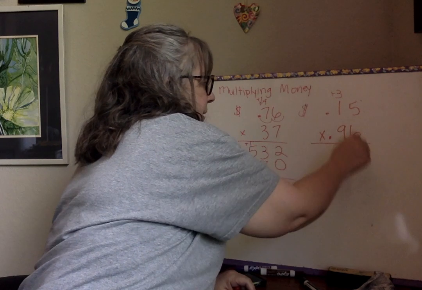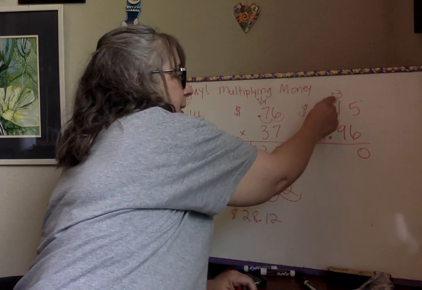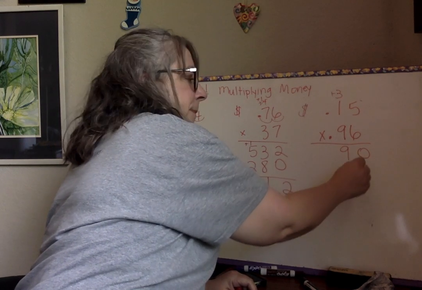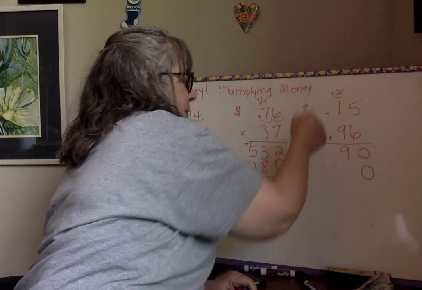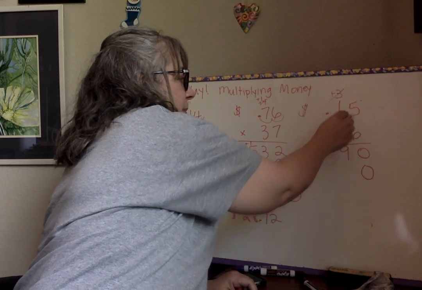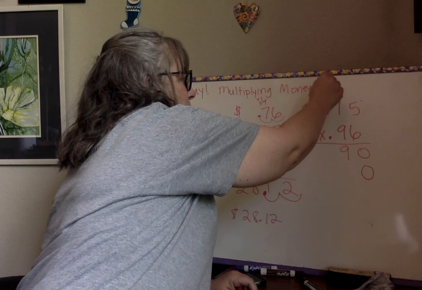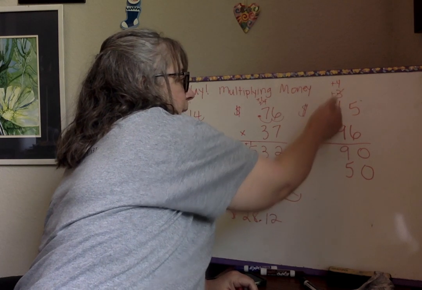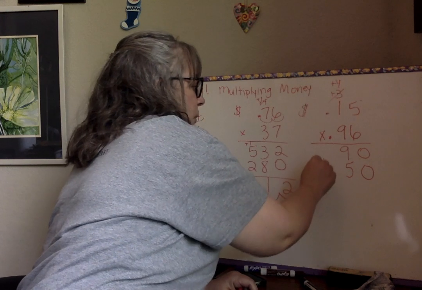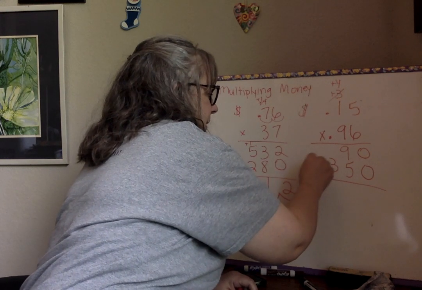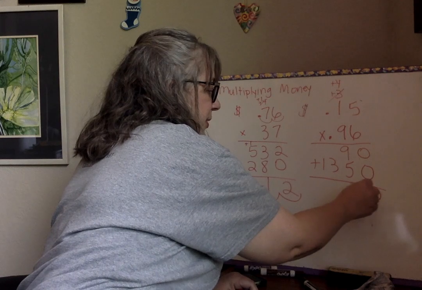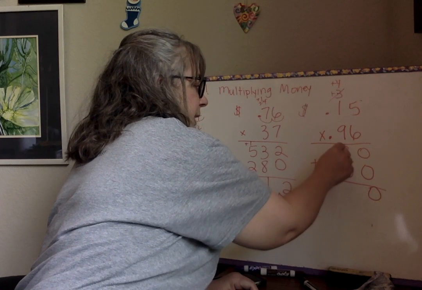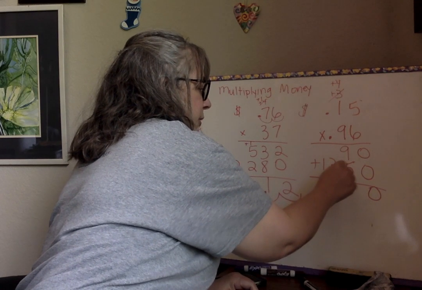Bring your 0 down, 3, 0. 6 times 1 is 6, 7, 8, 9. Put that 0 in the ones place. Let's multiply our 9. 9 times 5 is 45, 4, 5. 9 times 1 is 9, 10, 11, 12, 13, 1, 3. Let's add these up. 0 plus 0 is 0. 9 plus 5 is 14, so 9, 10, 11, 12, 13, 14.